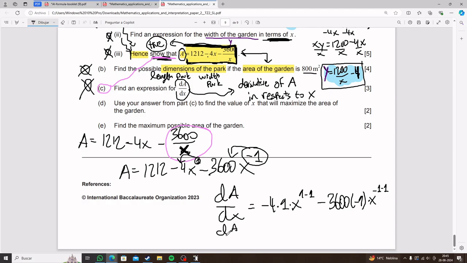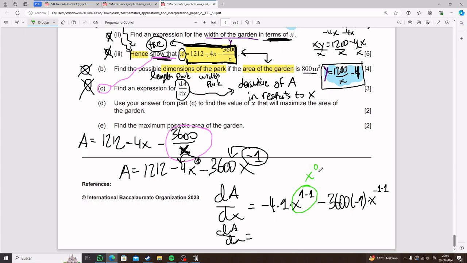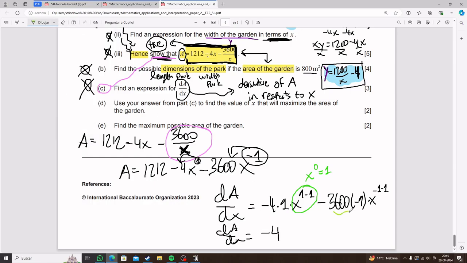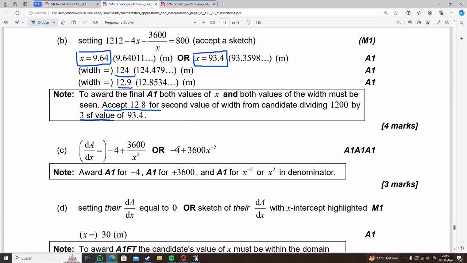And so from here, what you end up with, clearly, this ends up as x to the power of 0, and anything to the power of 0 equals 1. We learned that a second ago, so you end up with minus 4. Here you have a negative times a negative, so it actually ends up as plus 3,600 times x to the power of negative 2. So if you were to rewrite this and leave it a little more pretty, if you'd like to, you can leave it as 3,600 divided by x squared minus 4. That would be for part C. Just so that you all believe me, there it is.